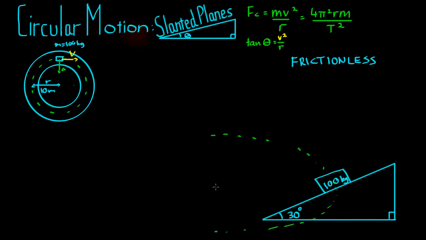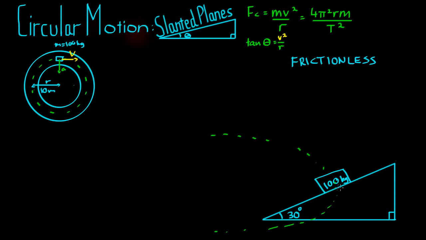Then the center of the circle, a lot of people make this mistake. They think the center of the circle is down here. It's not. It's up here. So that is the line pointing towards the center of the circle that he's making. The net force must act in that direction to keep him moving in that circle. So that's going to be our first assumption. The net force is in this direction.